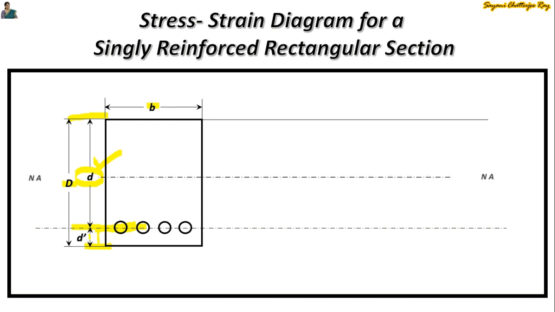Now we will locate the neutral axis. The neutral axis is designated by NA. So what is this neutral axis? Let us understand first. The neutral axis is the axis at which stresses are zero in the section. It divides the entire cross section of the beam into the tension zone and the compression zone.